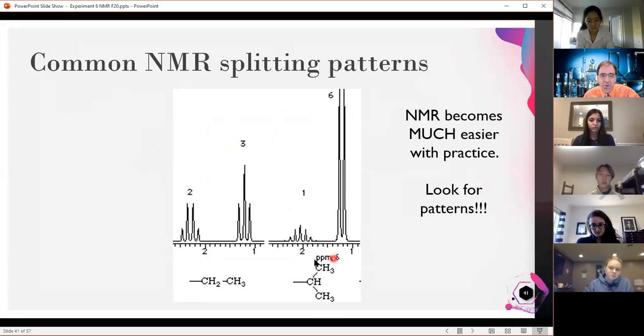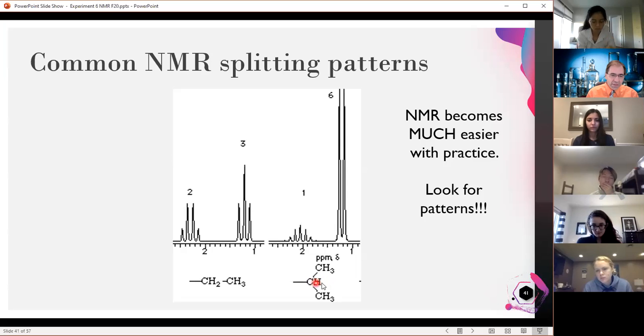Or this type of a group is actually really common. These 2 methyl groups are spinning around, right? So they're equivalent. So they represent 6 protons. So that's this. And they have 1 nearest neighbor. That's this proton in the middle. So they get split into a doublet.